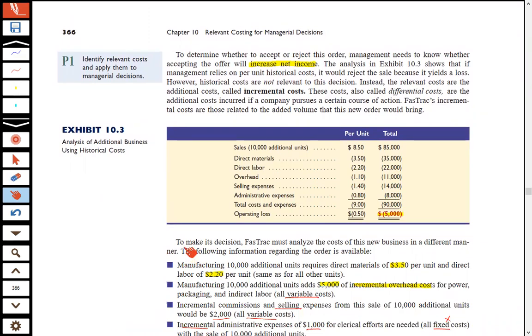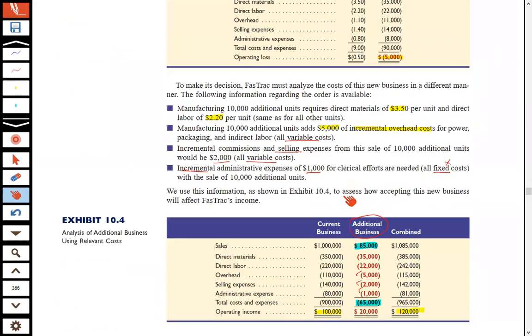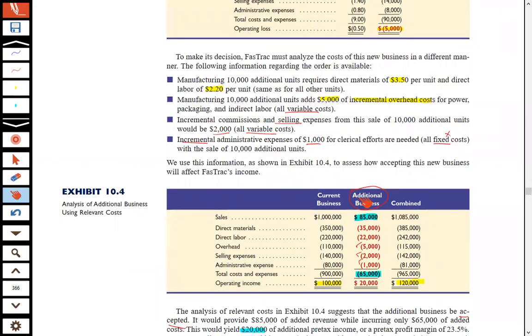We shouldn't have written it like this. To make this decision, we must analyze the cost of this new business in a different manner. Usually accountants who do not know about relevant or irrelevant costs or additional information may make it like this. But after getting the relevant information, we should have calculated it like this. Obviously, this relevant information will be given in the question.